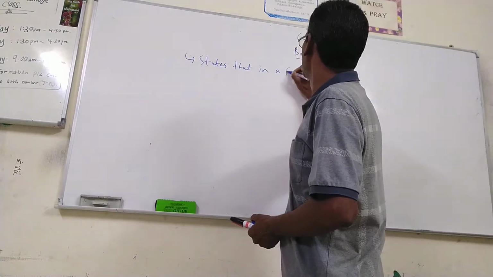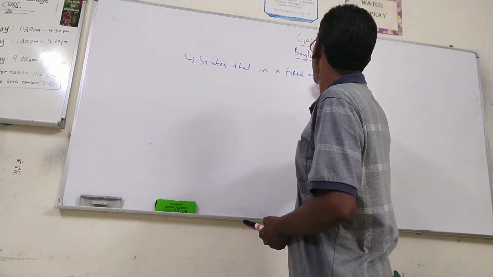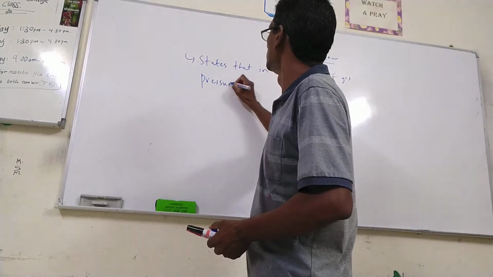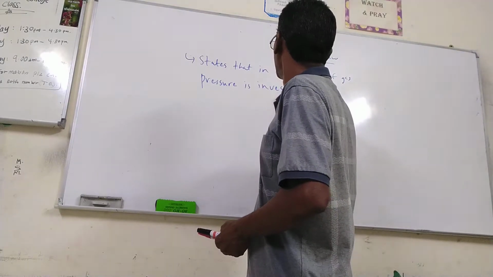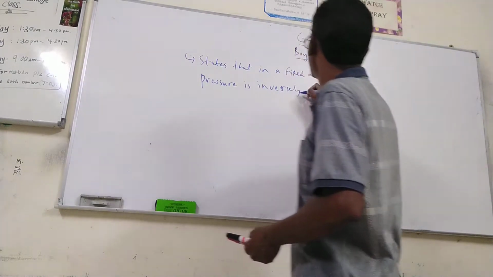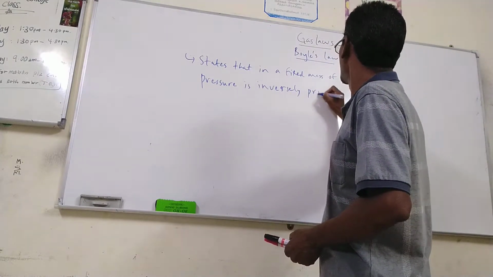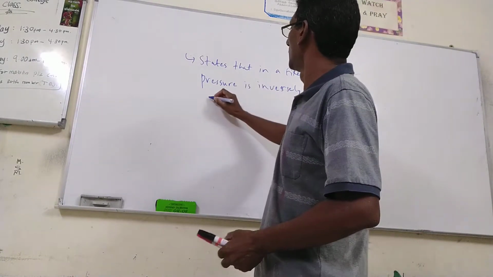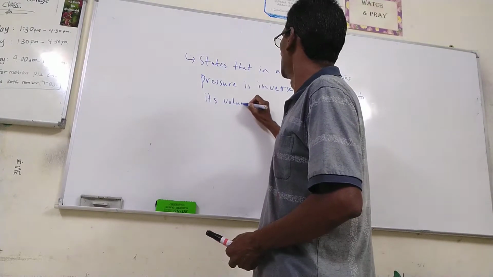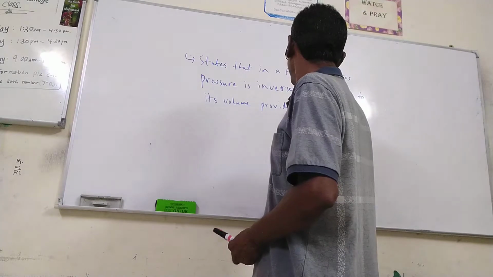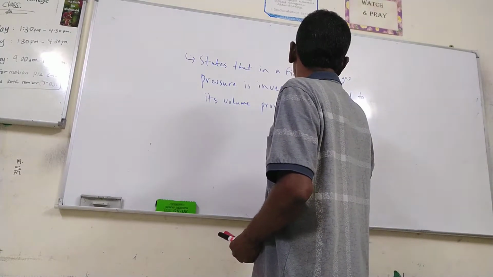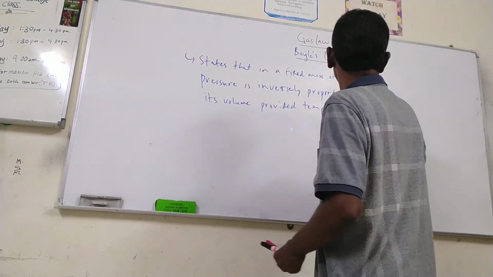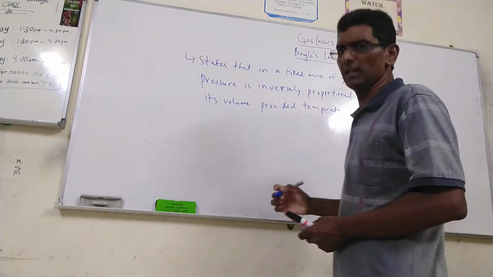In a fixed mass of gas, pressure is inversely proportional to its volume, provided temperature is kept constant. This is Boyle's law.